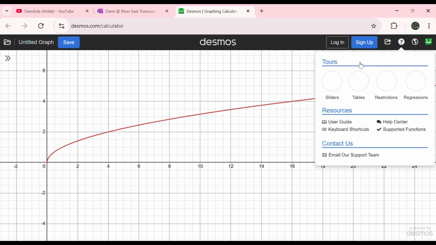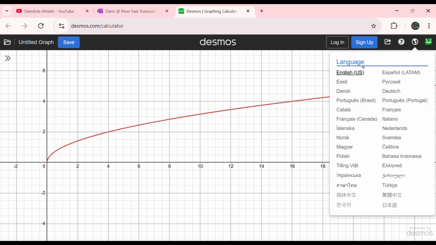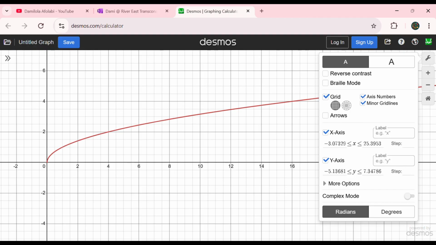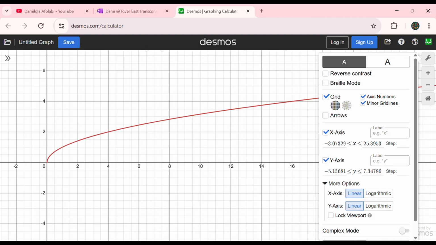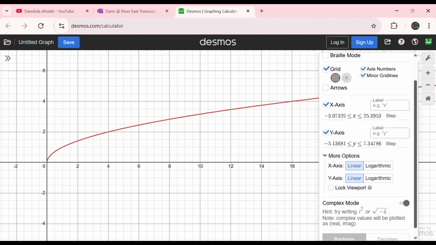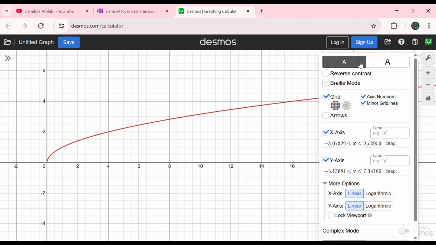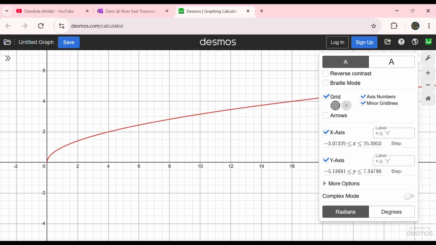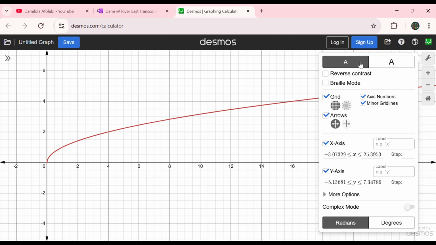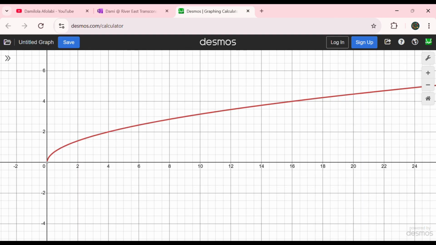So I'm going to try and see. I want to label this, and I don't know why it's not labeling. I guess not. Okay, we'll just move on.